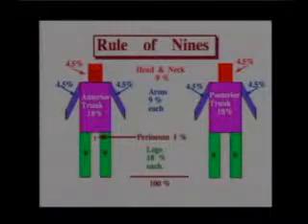So if we think about that, the head and neck is 1. Each arm is 1 9. Anterior trunk is 2 9s. Posterior trunk is 2 9s. And each leg is 2 9s. So it goes 1, 2, 3, 4, 5, 6, 7, and then down to the legs, 8, 9, 10, 11. So there are 11 areas of 9%. And as we said, this applies only to adults.